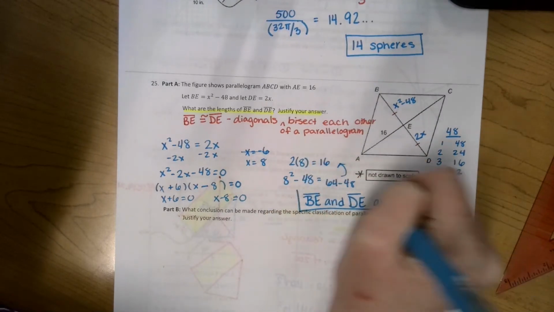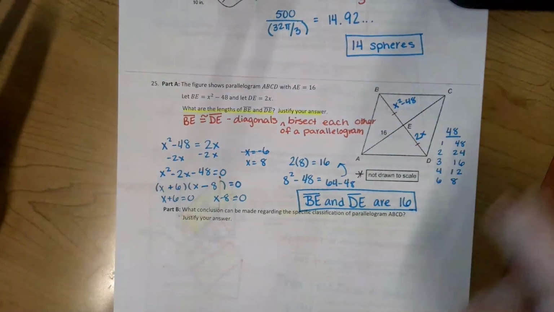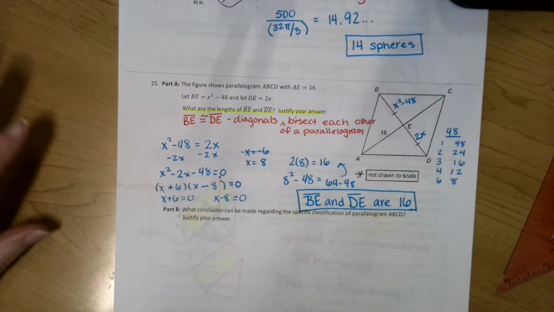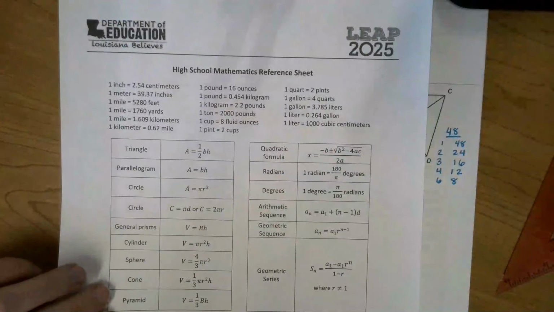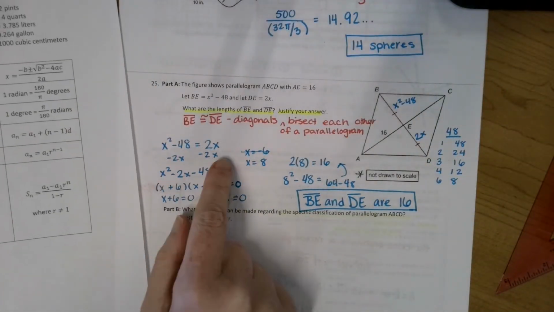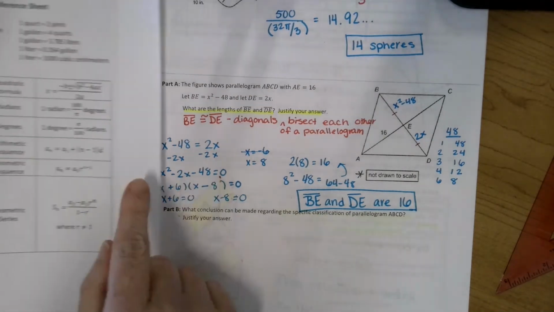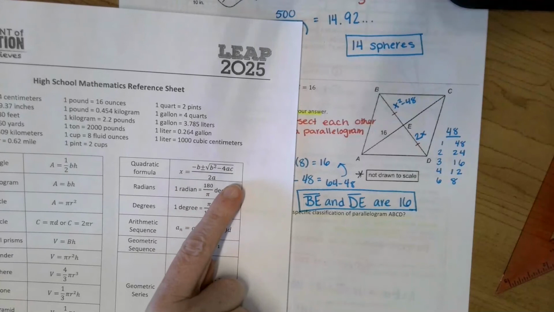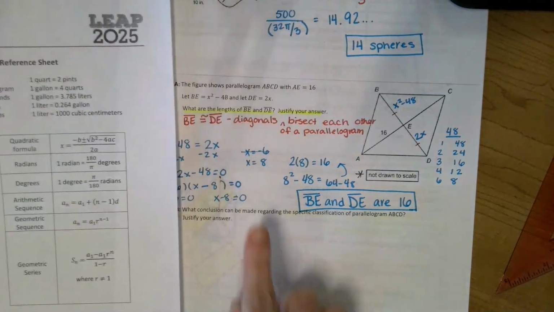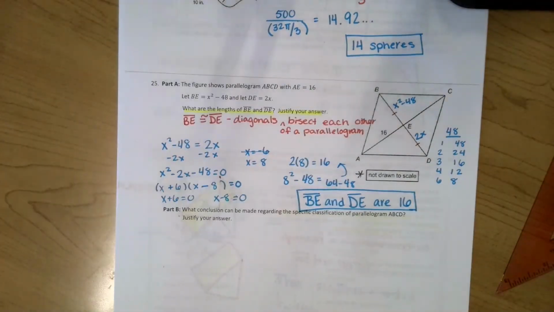They both equal 16. Okay, so let's say you have no idea how to factor and you don't remember that. If you use the quadratic formula and you plug in 1 for A, negative 2 for B, and negative 48 for C, and you just plug it into the formula, you'll get that x is equal to 8. Plug it in to get your side lengths.